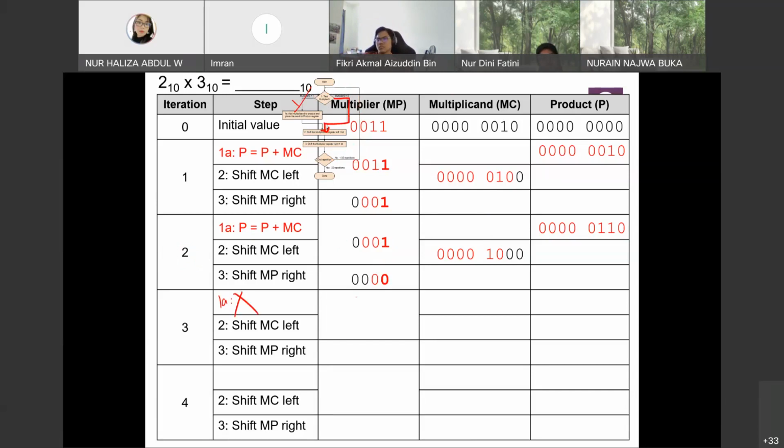Okay, if there's no need for me to do 1A, I just leave this as the answer that we see here. Nothing I'm going to put here because there's no operation. Okay, no operation. You just directly go to number 2. That's why here will be empty. Okay, then you shift left. It's similar, you shift left.